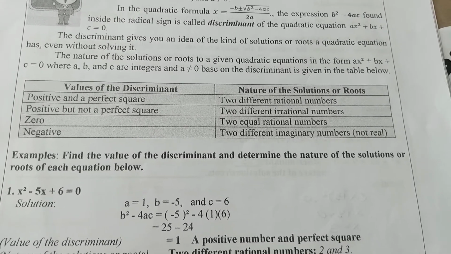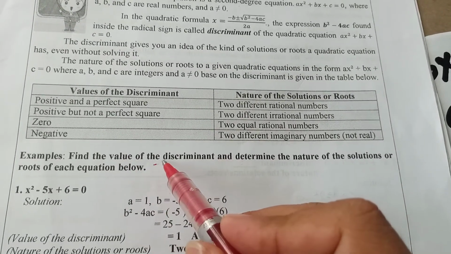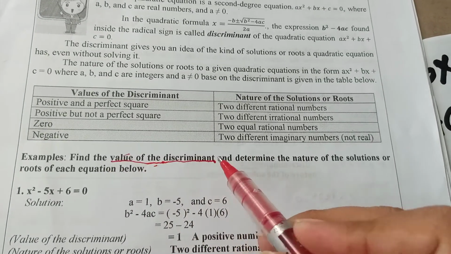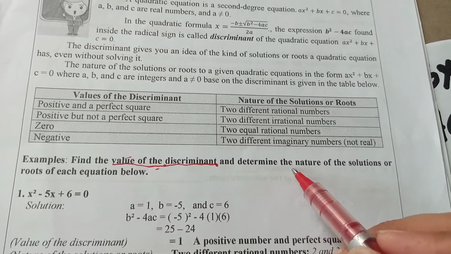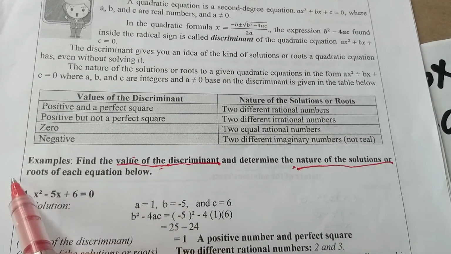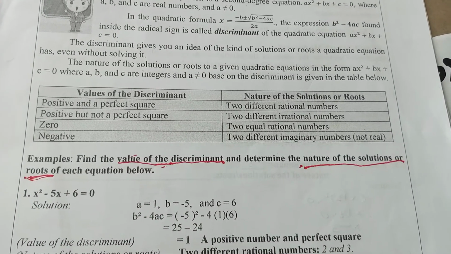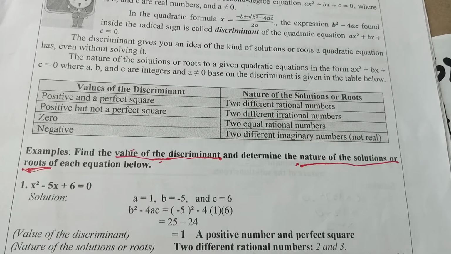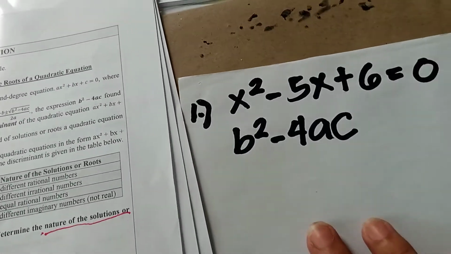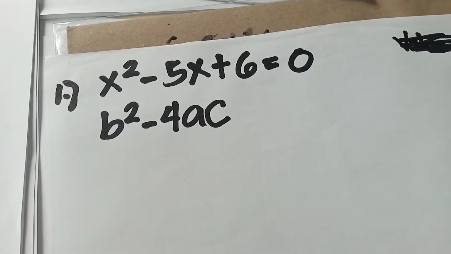Kani equation number 1, pangitaan daw nato ni siya og value sa discriminant. Kwaon nato ni value of the discriminant. Pangitaon og atong i-determine ang nature of the solutions or roots. Okay. So example number 1 is x squared minus 5x plus 6 is equal to 0.